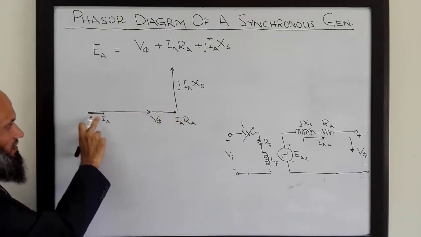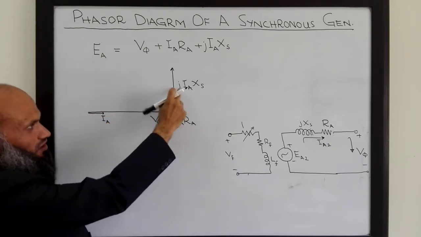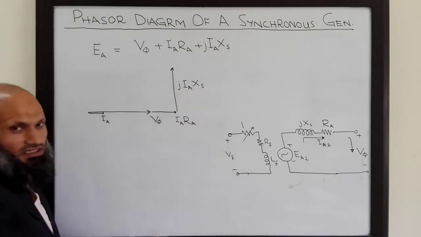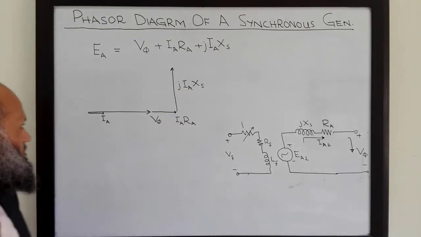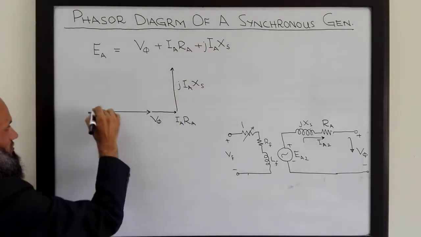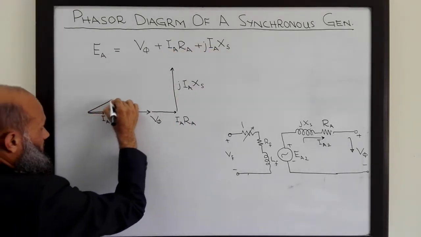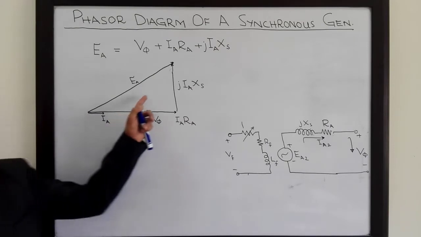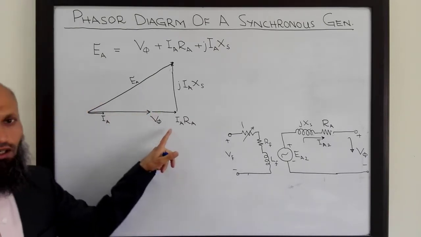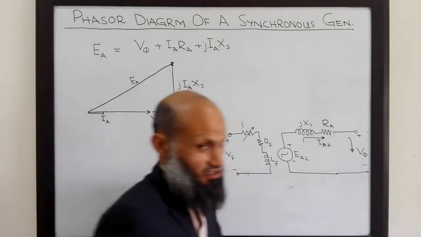IA is this phasor, so IA multiplied by J is some vertical phasor, and then this XS adds scaling to it. EA is the phasor sum of all these phasors. So this is the phasor diagram of a synchronous generator when you have connected a resistive load to the generator.